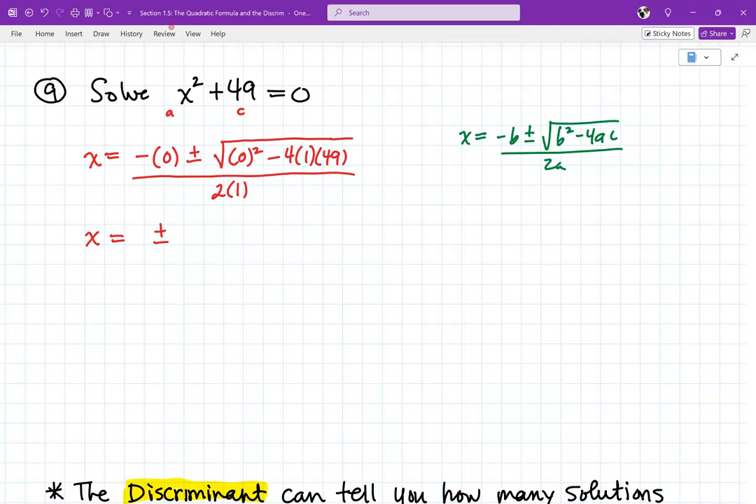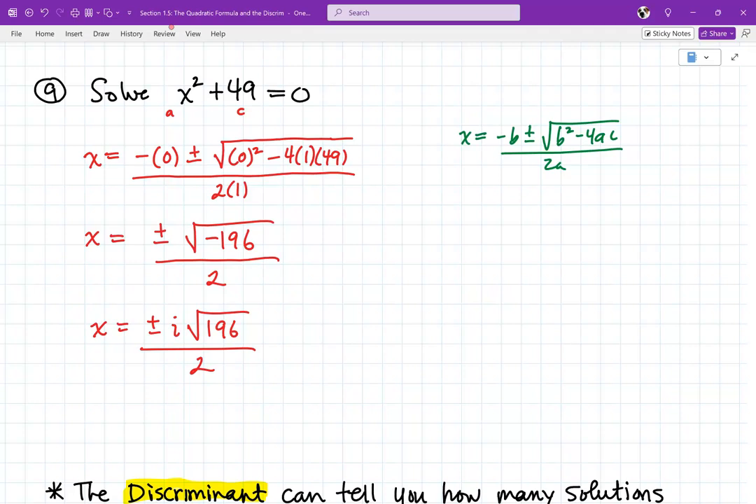What's 4 times 49? Is that 196? But negative? Am I right on that? Yeah? Okay, thank you. Over 2. All right. Can I take the square root of negative 196? I can't. But what am I supposed to do when there's a negative inside a square root? I take it out and I write what letter? An I, right? So X is equal to plus or minus I square root of 196 over 2.